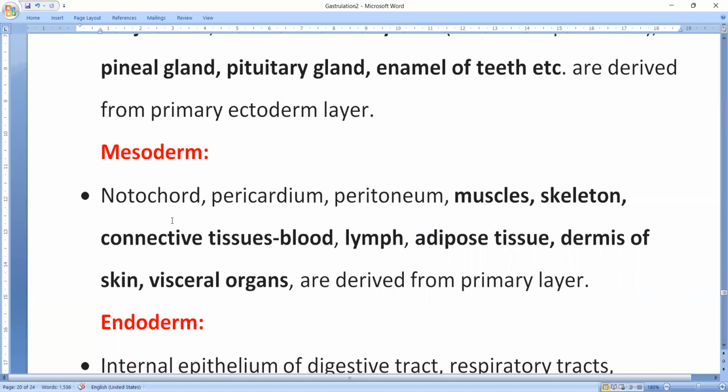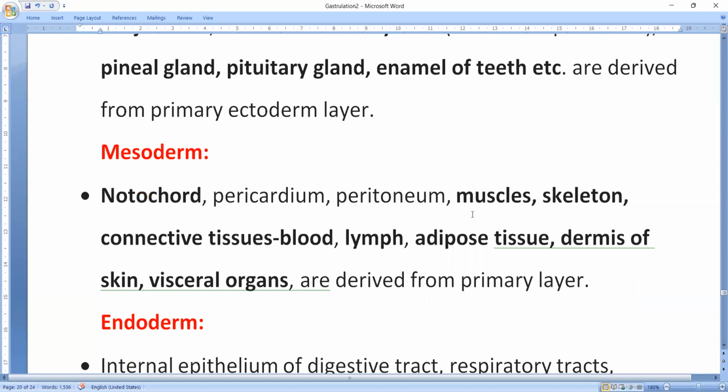So anyway, from the mesoderm: notochord, pericardium, peritoneum, muscles, skeleton, connective tissues like blood, lymph, and adipose tissue. Dermis of the skin means the second layer of the skin. The first layer is epidermis, so the second layer is dermis.